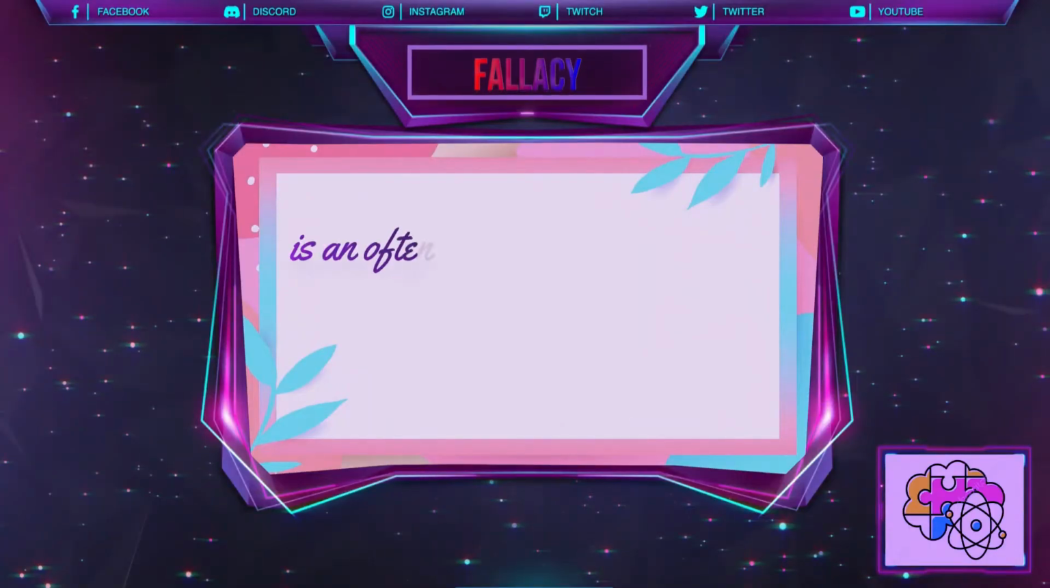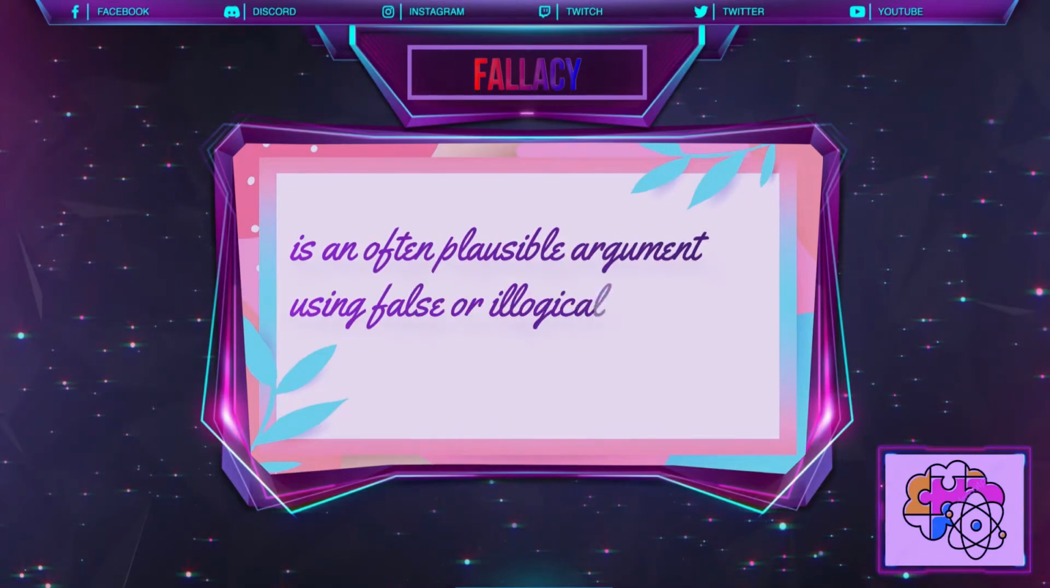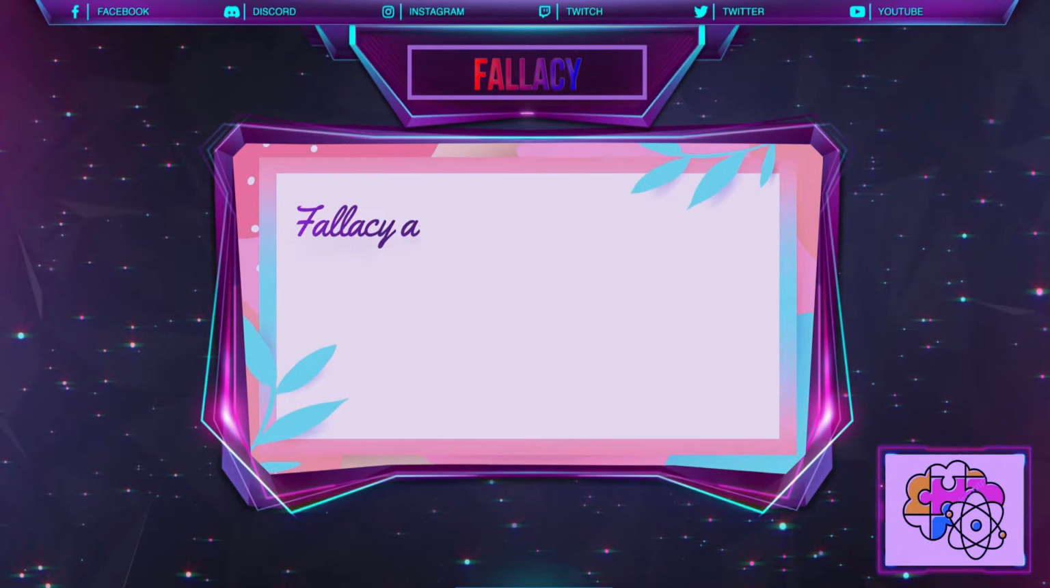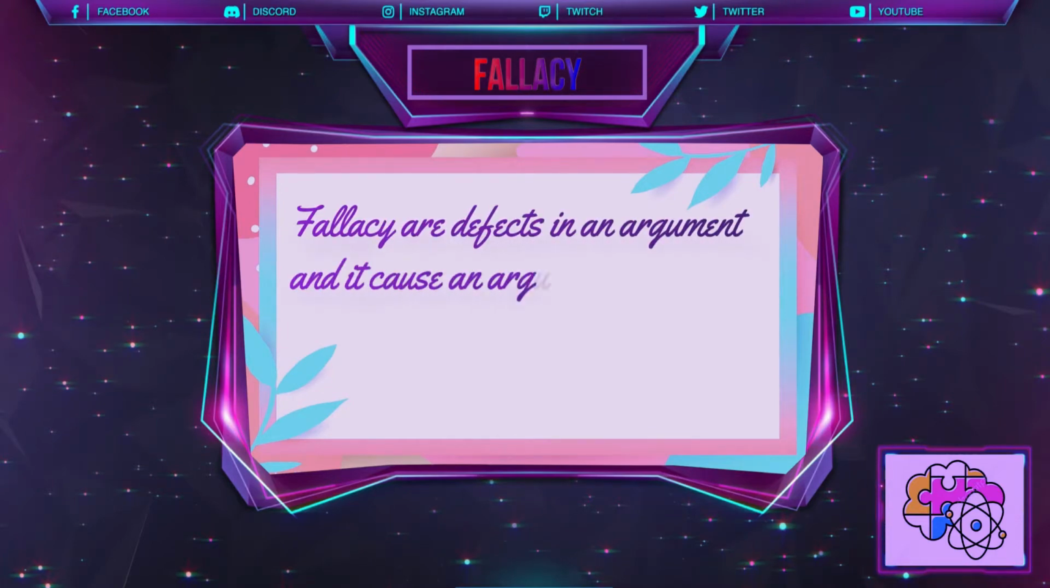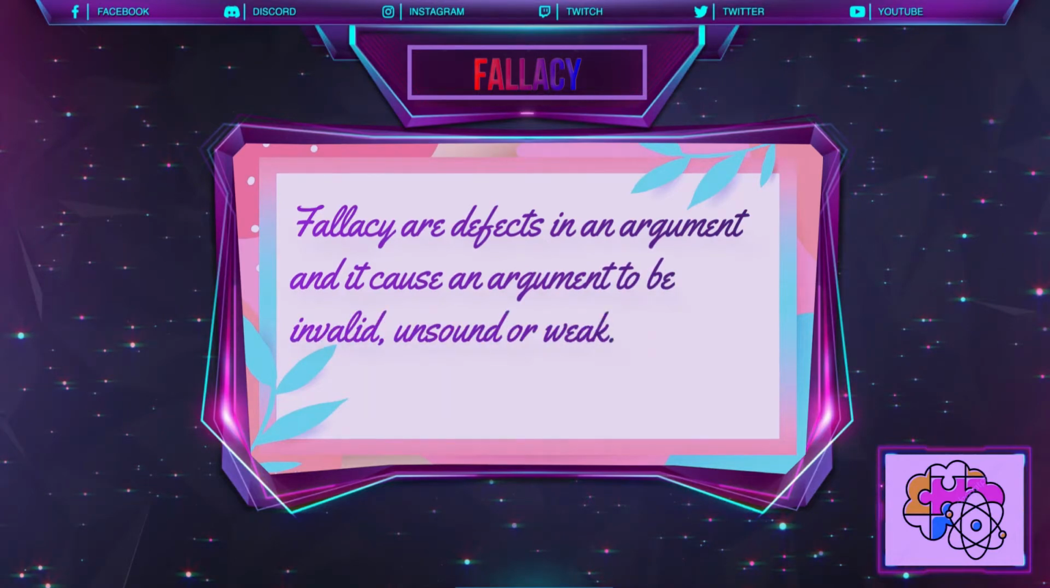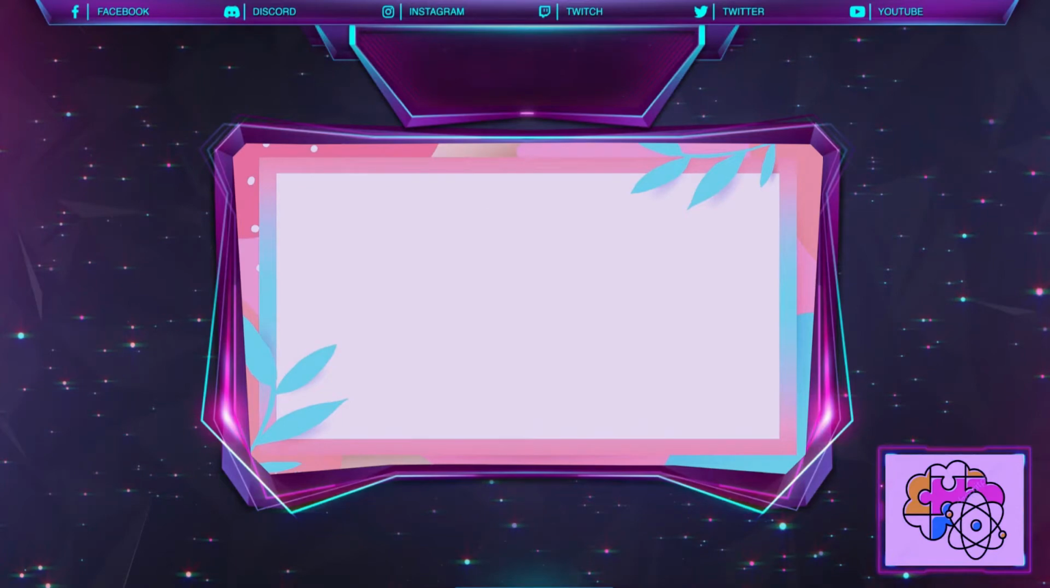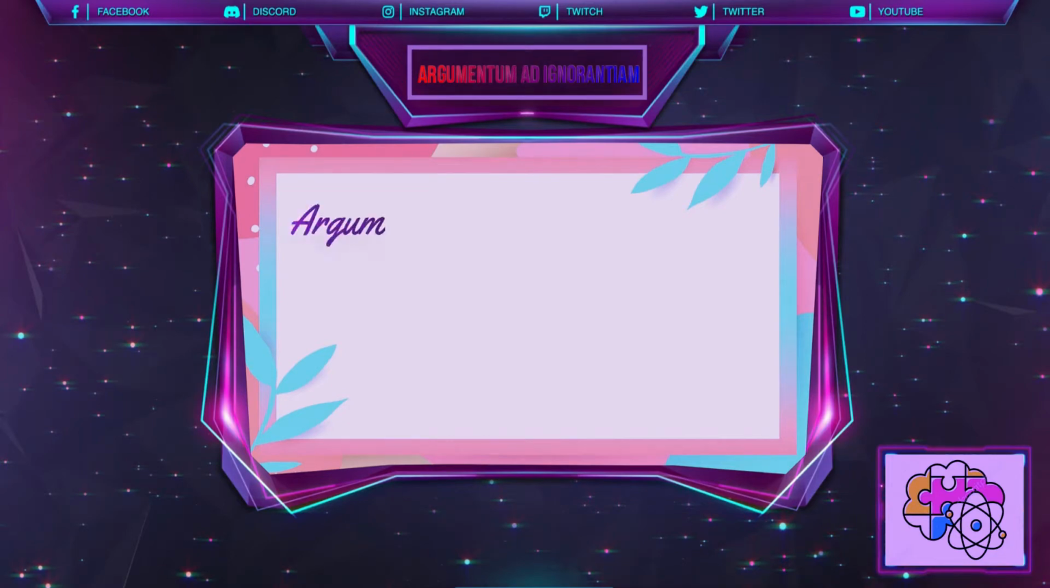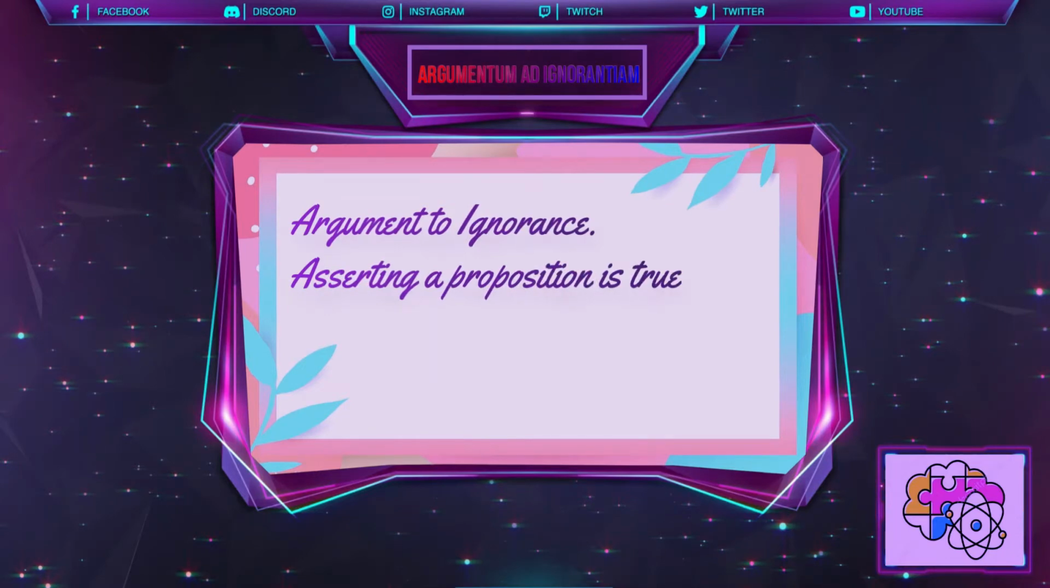A fallacy is an often plausible argument using false or illogical reasoning. Fallacies are defects in an argument, and they cause an argument to be invalid, unsound, or weak. The first type of fallacy is Argumentum ad ignorantiam, or argument to ignorance. Asserting a proposition is true because it has not been proven false.